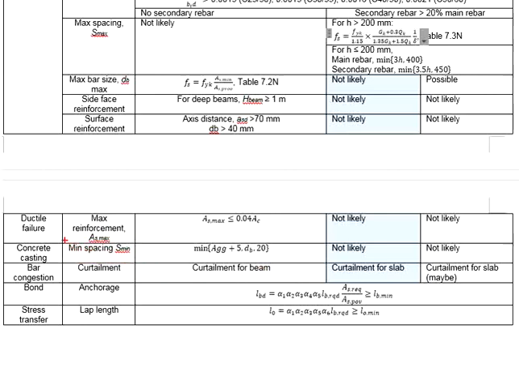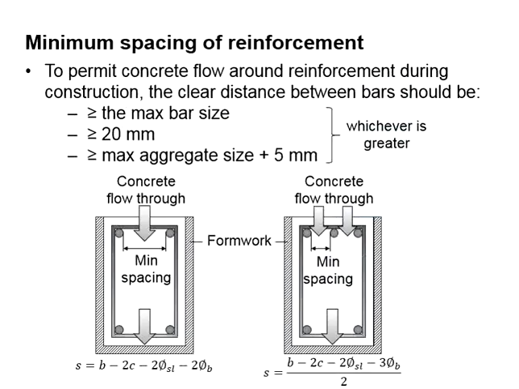The minimum spacing refers to the clear spacing between reinforcement bars. The purpose here is to permit the concrete to flow around the reinforcement bars during the construction. When you need to check for the minimum spacing, you will have to check the spacing between the top reinforcement bars and also between the bottom reinforcement bars.